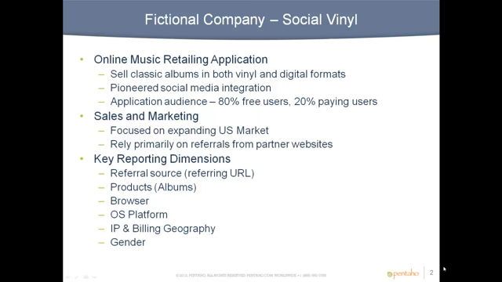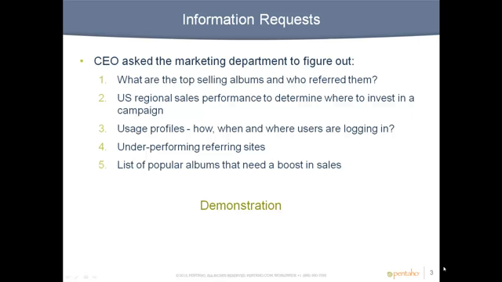Some of the key reporting dimensions that you'll see today are referral source or referring URL, products, which are albums, browser, OS platform, IP and billing geography, and gender.